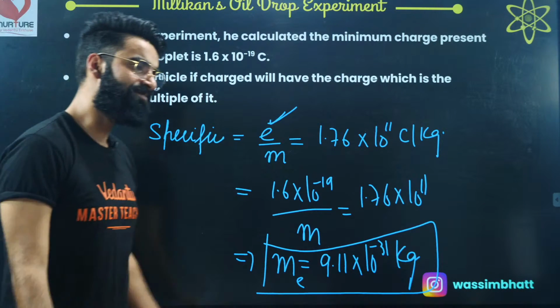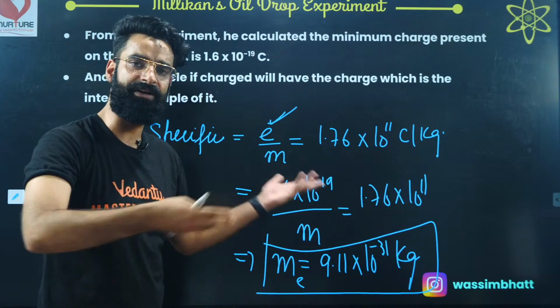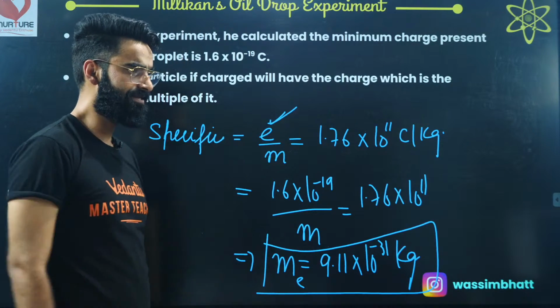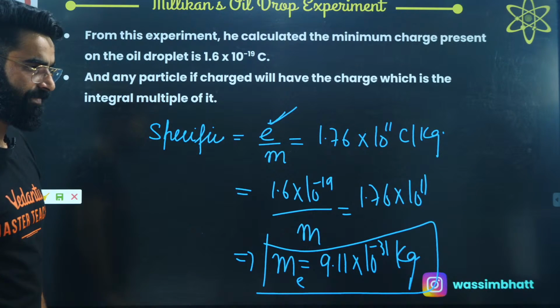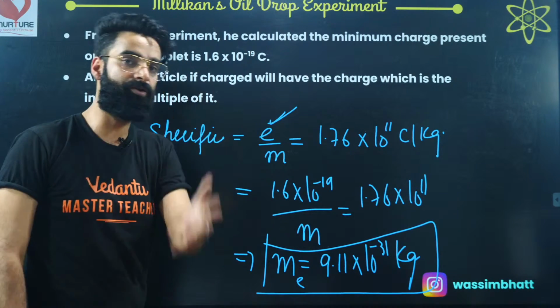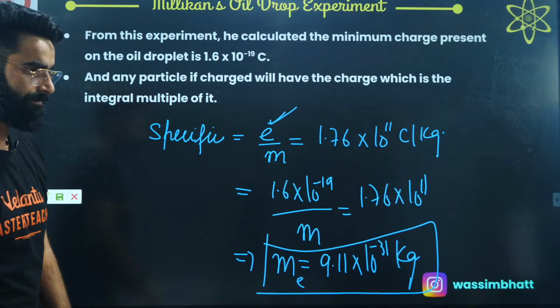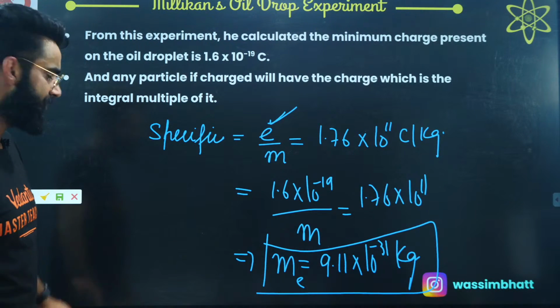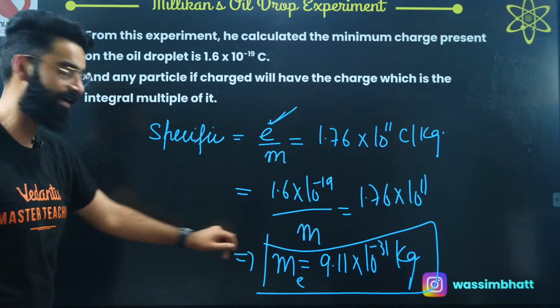Yes, Mahi, if you change the gas, the E by M ratio of cathode rays is going to be the same. The E by M ratio of the cathode rays is independent of the nature of the gas taken. I'm sure it's clear to everyone. So this is how we calculate the mass of electron.